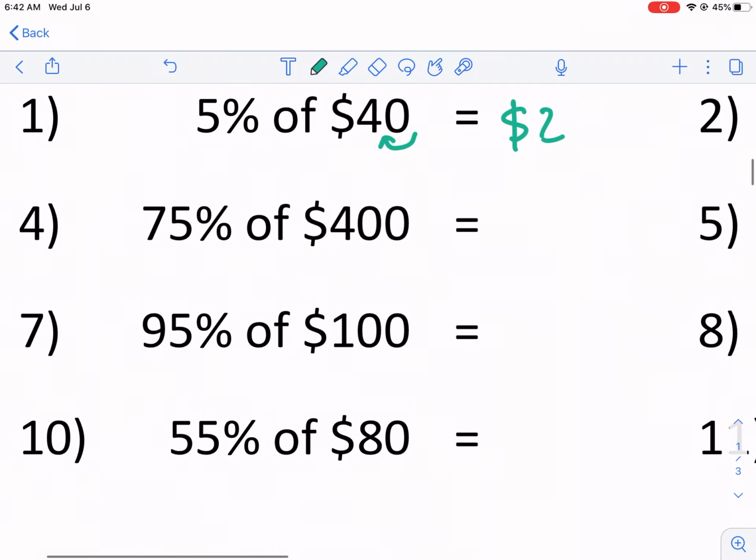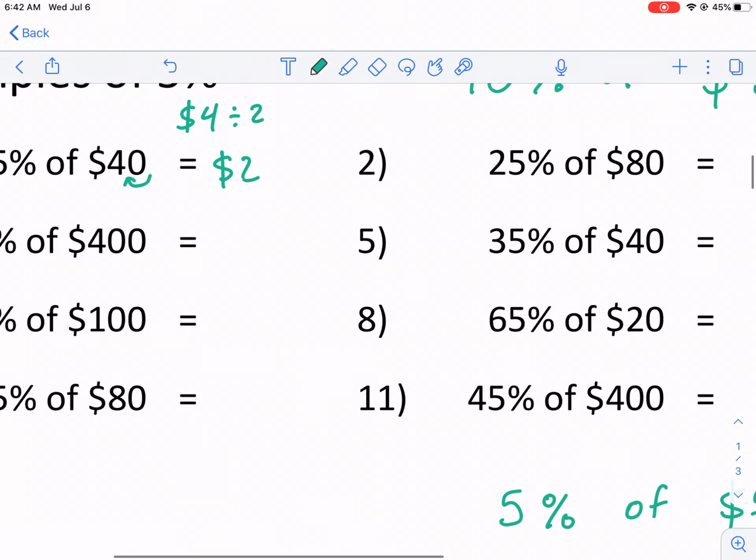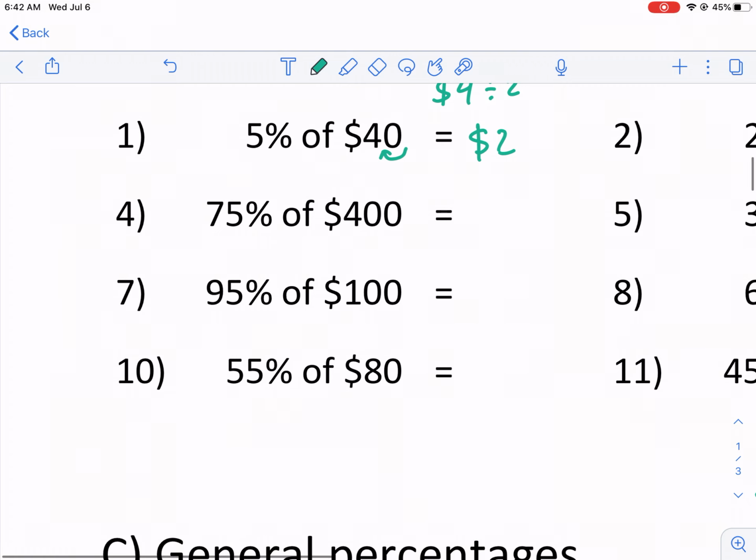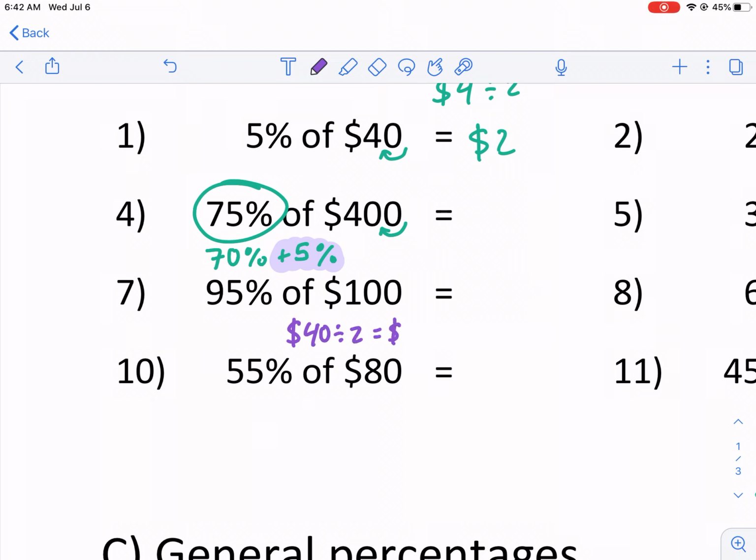Now, it gets a little trickier because now we have building blocks here. So, for example, I'm going to just jump right to number 4. We have 75%. So that means I'm going to need to find 70% and then also 5% and then add those two together, okay? So let's start with the 5%. That's what we just did. I need to move it over once. So I know that 5%. Let me just take this down here. So I'm going to handle this one first. So I know that 5% is going to be half of 10%. So 40 divided by 2. Okay, so I know that 5% is going to be $20.